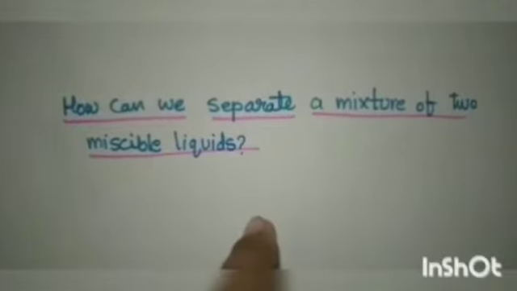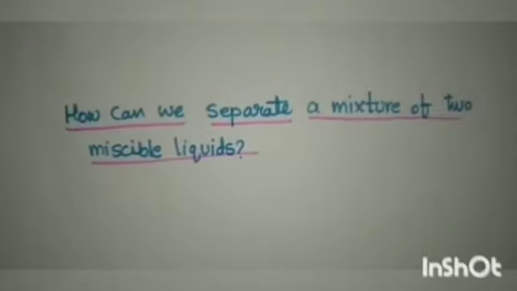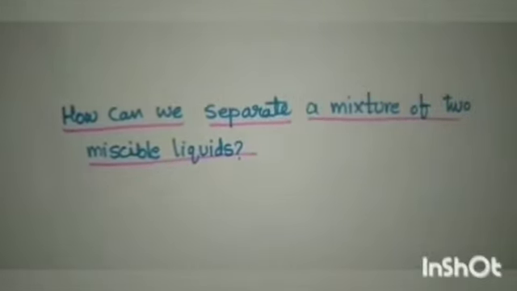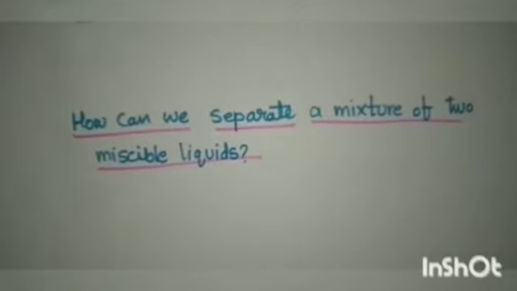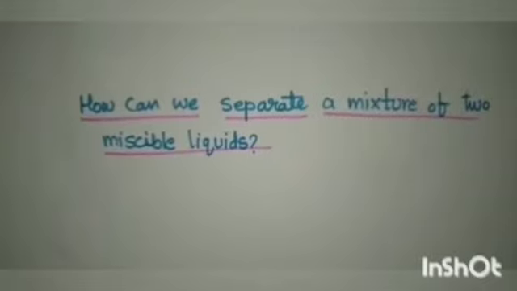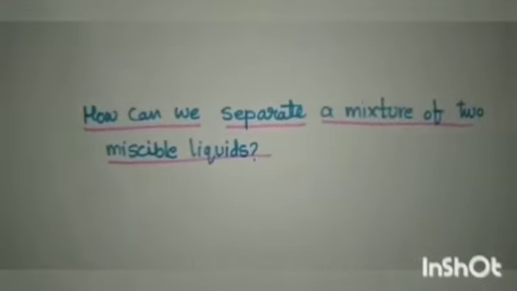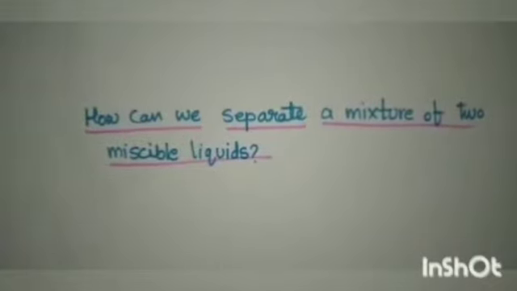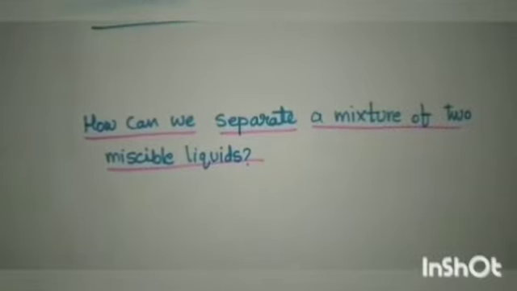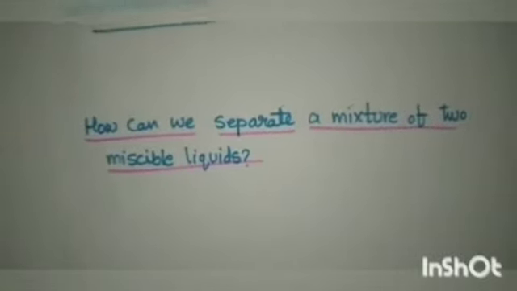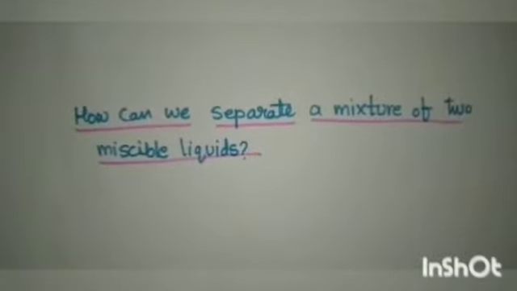How can we separate a mixture of two miscible liquids? Miscible means identical liquids. For example, we'll take water, which is one liquid, and acetone. You know that acetone is our nail polish remover. That is also a miscible liquid. If you add nail polish remover to water, you won't see any difference. It is completely dissolved in that water. Such kinds of liquids are called miscible liquids.